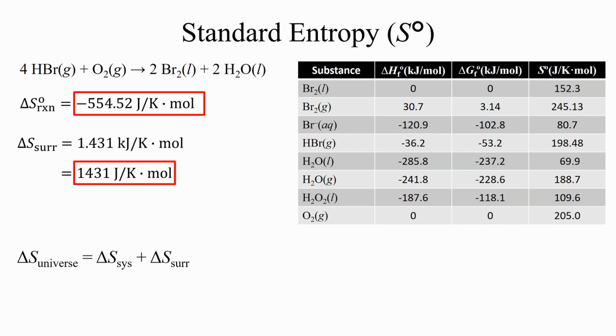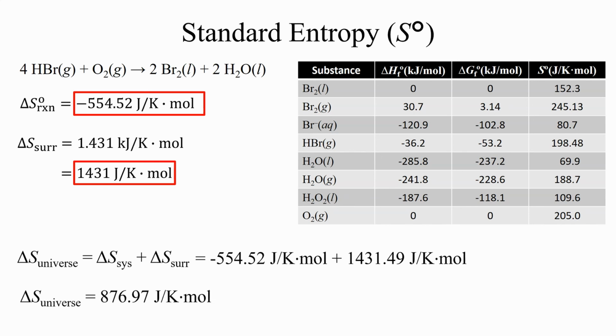Now we add the entropies of the reaction and the entropies of the surroundings, and this gives us a value. Now the actual value is unimportant, but what's important is that this value is greater than 0. So if it's positive, that means the reaction is spontaneous and it will occur as written.